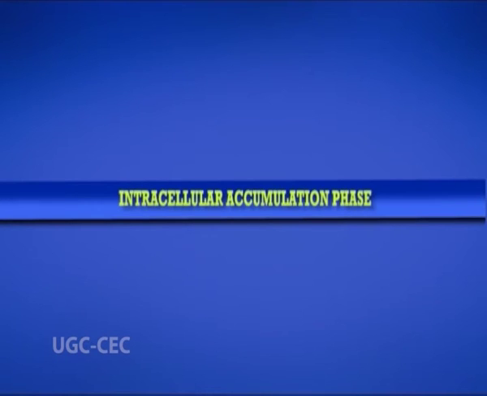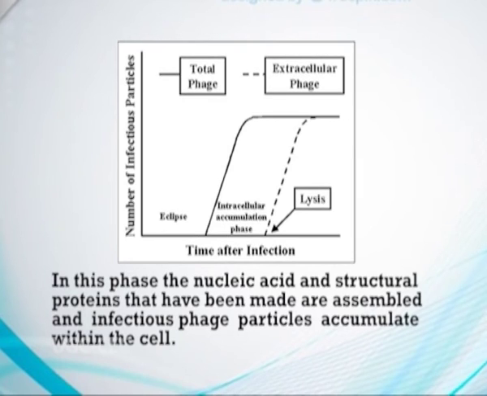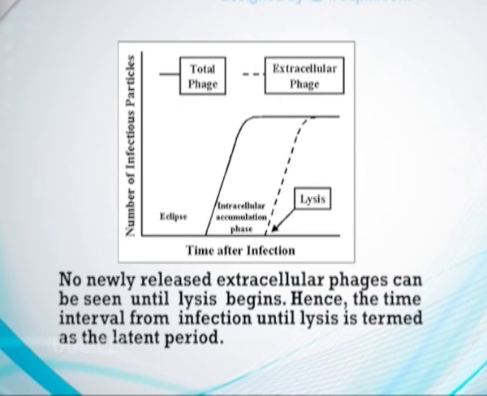Now we'll see the intracellular accumulation phase. At the end of the eclipse period, mature phages begin to accumulate intracellularly until they are released by cell lysis. In this phase, the nucleic acid and the structural proteins that have been made are assembled and the infectious phage particles accumulate within the cell. So no newly released extracellular phages can be seen until the lysis begins. Hence, the time interval from the infection until lysis is termed the latent period. And at the end of the multiplication cycle, the phage number continues to increase until it reaches a constant titer, and this time interval is termed the rise period.